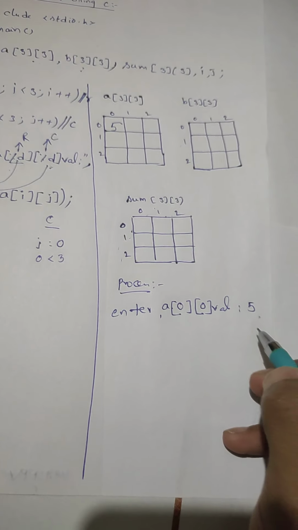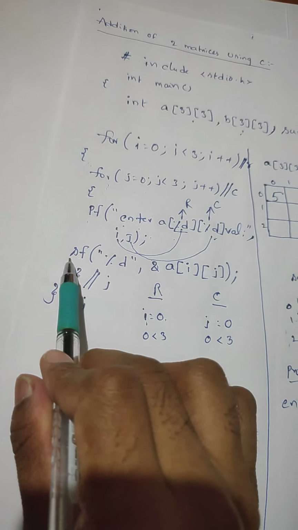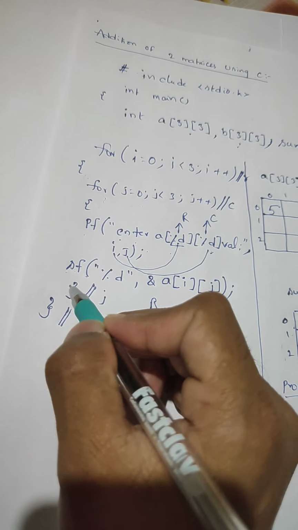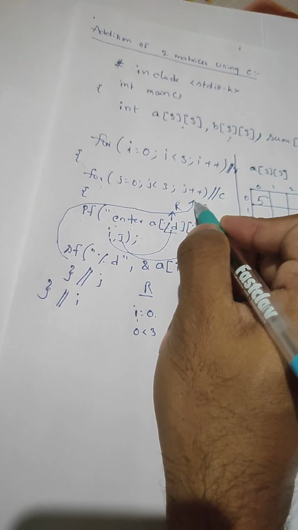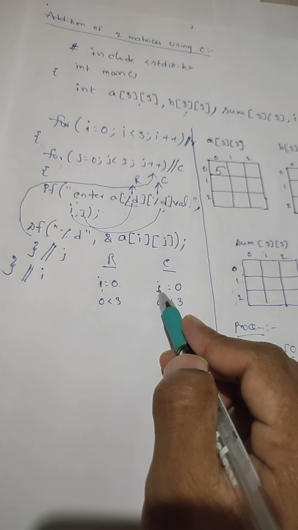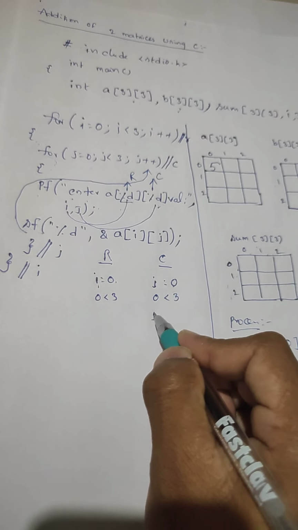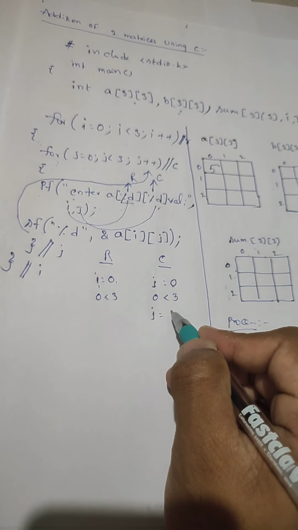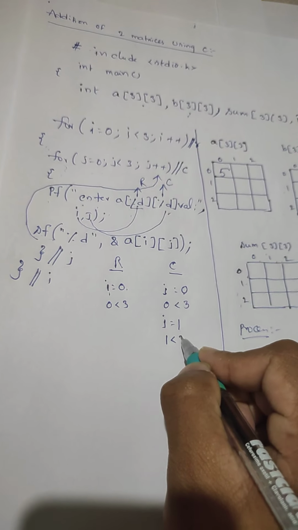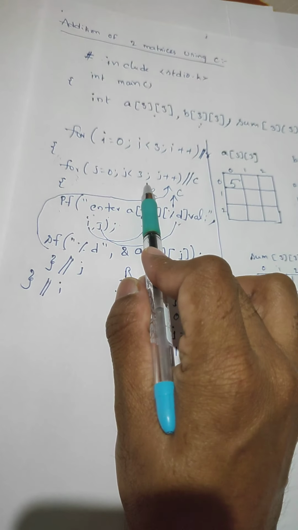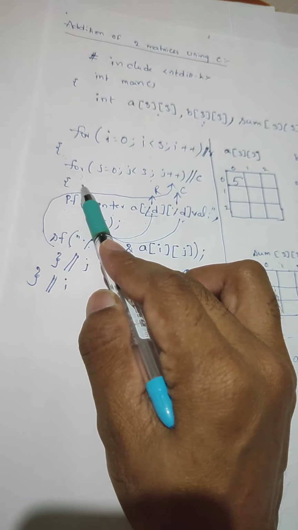So this 5 is read with the help of the scanf function. After its execution, the controller goes to j++. The previous j value is 0, and after the increment the j value is 1. Again check the condition: 1 less than 3. Okay, 1 less than 3, the condition is again true. Then the controller enters this for loop.